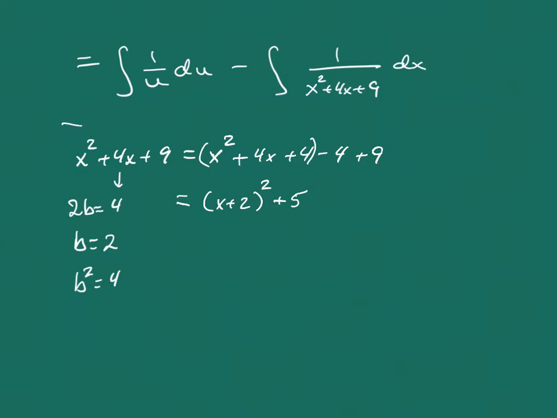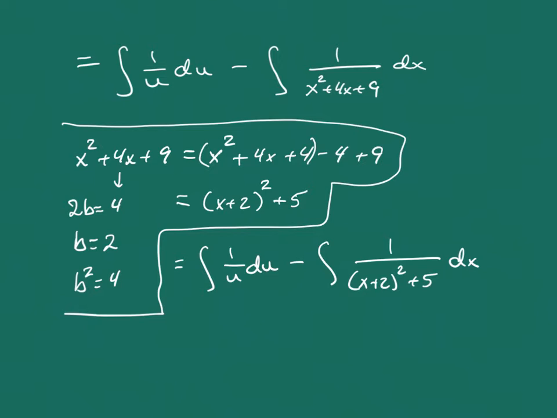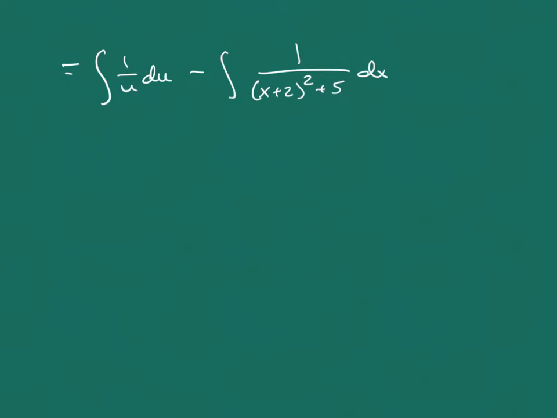So that our integral is then going to be the integral of 1 over u du minus the integral of 1 over x plus 2 squared plus 5 dx. And so now at this point, we could do a substitution on the second integral. If we wanted to put those two substitutions together, what would it look like? Well, I can pull out a 1/5 in the denominator of the second integral.